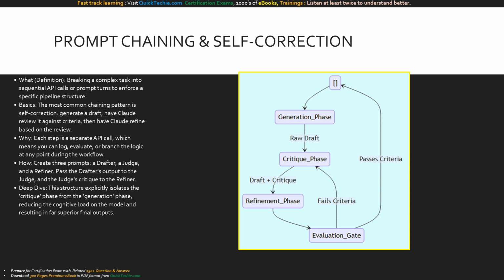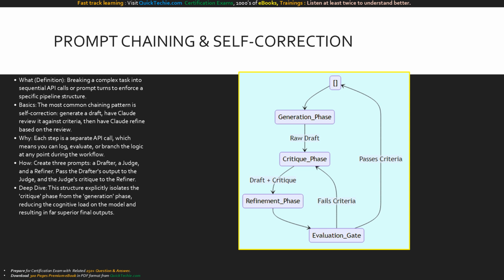First, you ask Claude to generate a draft. Then, you take that draft and feed it into a new prompt, asking Claude to review it against strict criteria. Finally, you take both the draft and the critique and ask Claude to refine the work. Because each step is a separate API call, you maintain total control. You can log the intermediate drafts, evaluate the critiques, or branch off into a different workflow if the draft fails a quality check. By separating the generation of ideas from the evaluation of those ideas, you dramatically increase the quality of the final output. This state diagram maps out the self-correction loop.